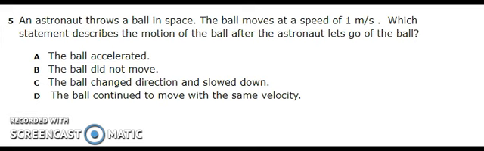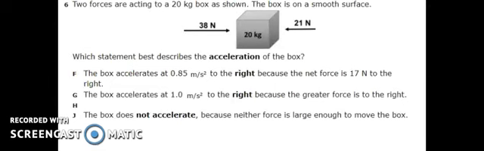Number 5, an astronaut throws a ball in space. The ball moves at a speed of 1 meter per second. Which statement describes the motion of the ball after the astronaut lets go of the ball? A, the ball accelerated. B, the ball did not move. C, the ball changed direction and slowed down. Or D, the ball continued to move with the same velocity.